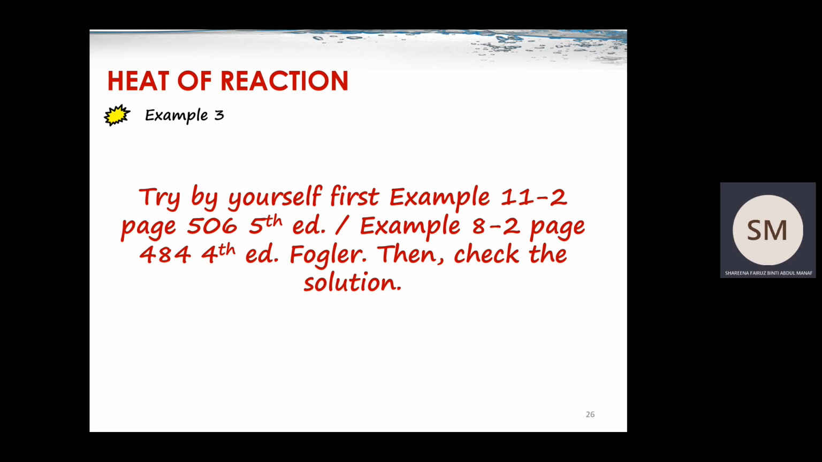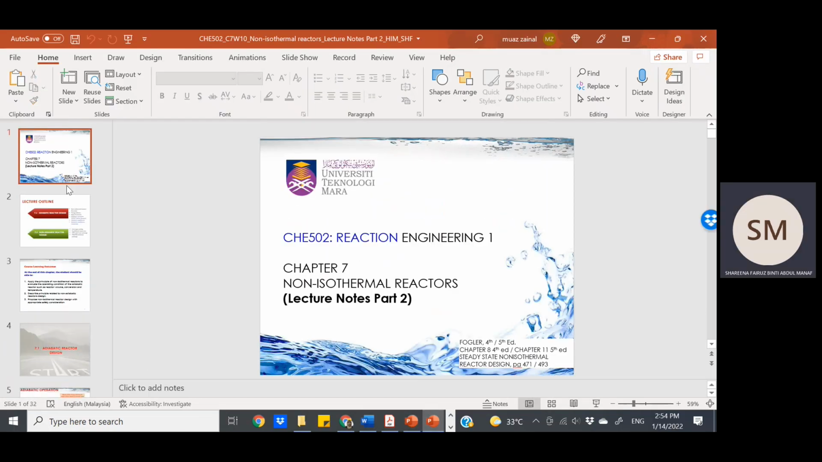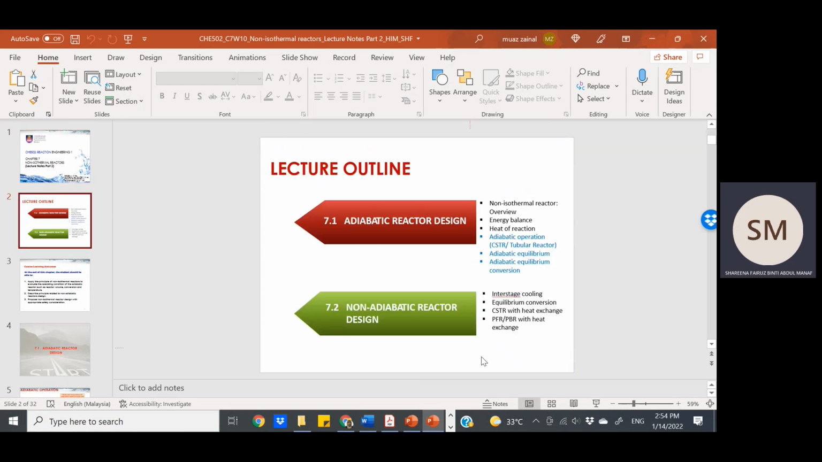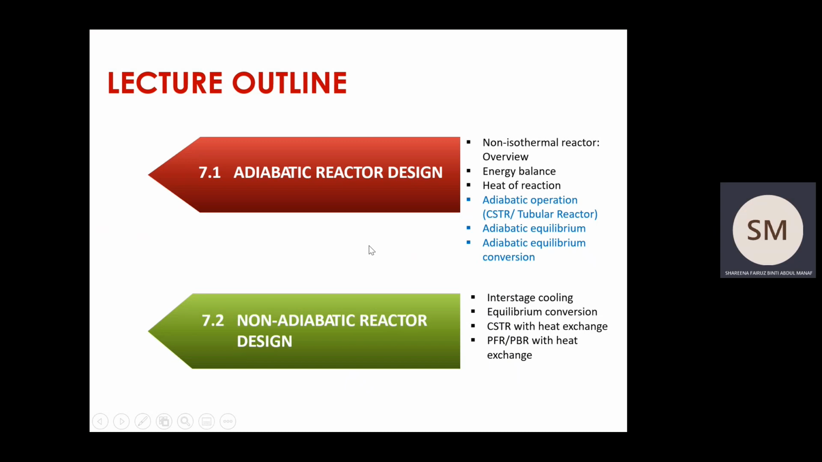Okay, so that's the end of part 1. So move to part 2. Part 2 is about adiabatic operations, CSTR, adiabatic equilibrium and adiabatic equilibrium conversions. So you need to get this X, XE we call it.